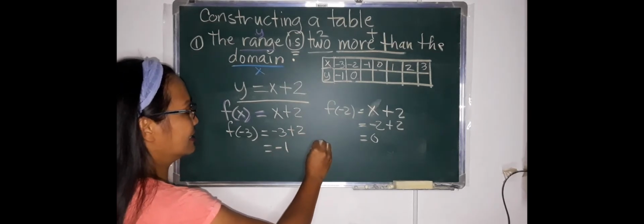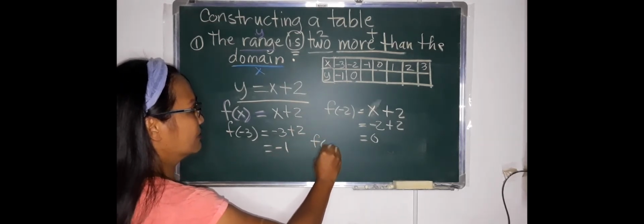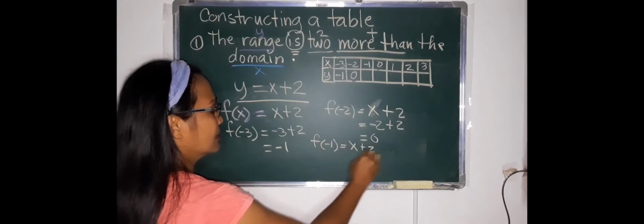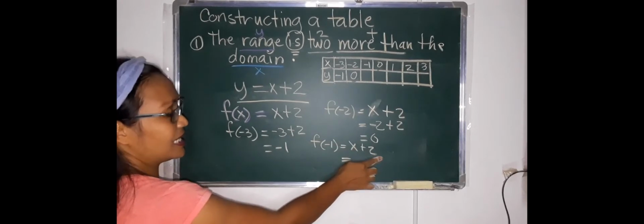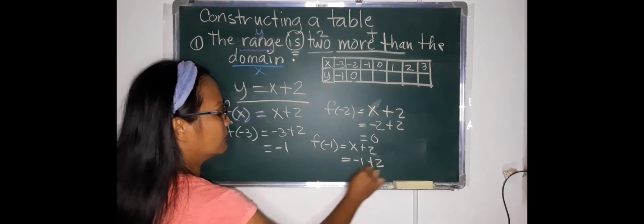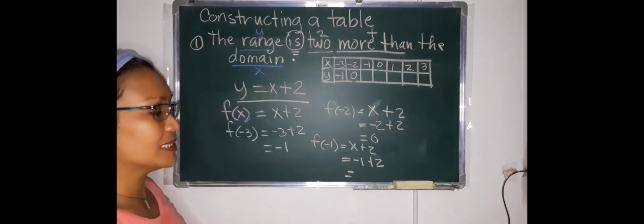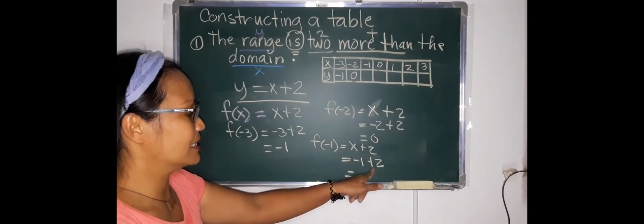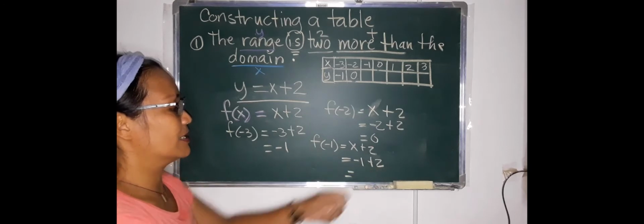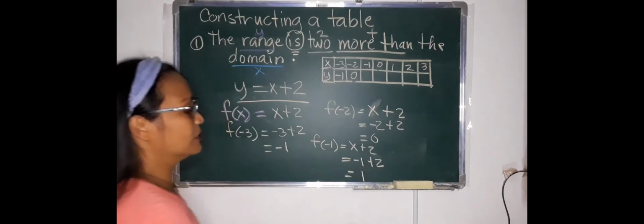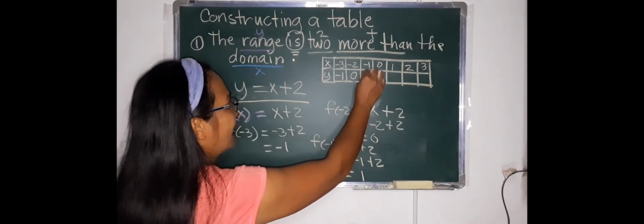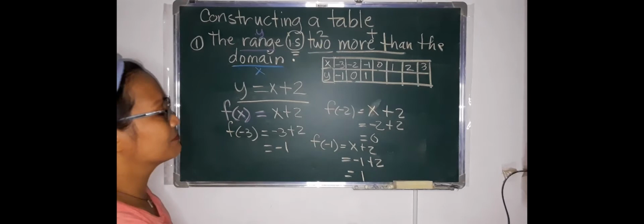Next is the same lang. F of negative 1 is equal to x plus 2. So, lahat ng value ng x, lahat ng x, palitan natin ng negative 1. So, x magiging negative 1 plus 2. Magkaiba ang sign, copy the sign of the greater value, mas malaki ang positive. So, positive. And then, subtract ang number. 2 minus 1 is 1. So, positive 1 or simply 1. Ibig sabihin, pag wala nakasulat, positive na po yan. So, 1 na yan. Okay, next.